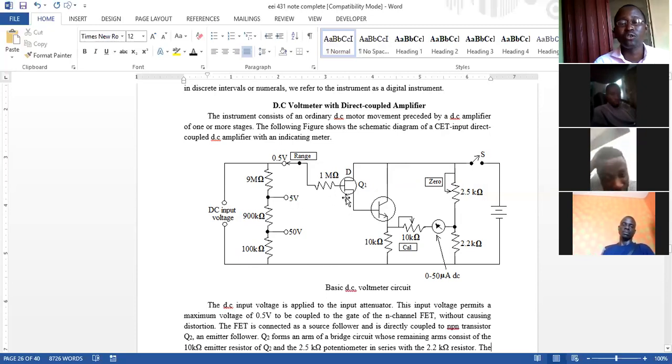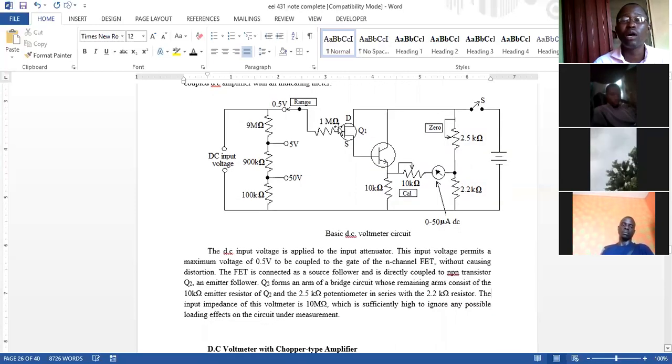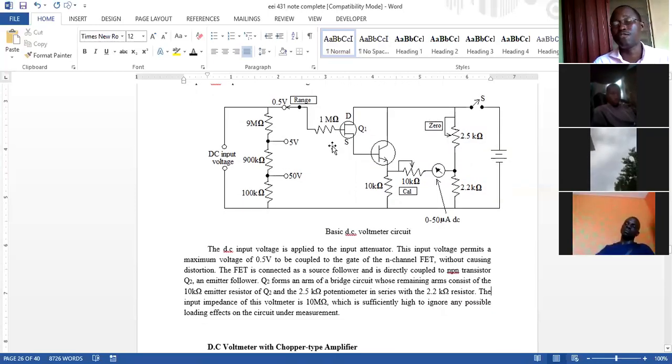This is a 1 mega ohm resistor because the input to the amplifier has to be high impedance, so as not to cause a loading effect on the device. So that is why we have a 1 mega ohm resistor here, taking the current to the first stage of the amplifier. The amplifier then passes the amplified voltage or current to the BJT amplifier, before the output of the BJT, taken from the emitter, is taken to the meter movement, where the measurement is read out on the meter. I think you see it now. So the field effect transistor is connected as a source follower.